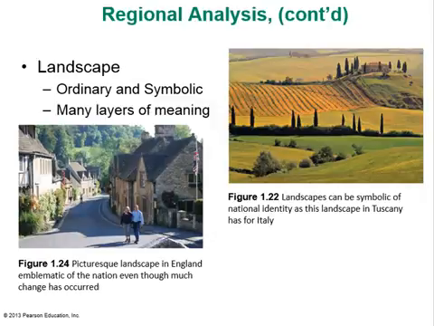In terms of regional analysis, we're looking at what landscapes look like sometimes. They can be ordinary and symbolic. They can have lots of different layers of meaning. So for example, we talk sometimes about what makes a place unique. And it can be the ordinary things about it, so the mountains or the fields, and it could be symbolic. Okay, so for example, the statue of Jesus at the top of Big Mountain or Whitefish Mountain.